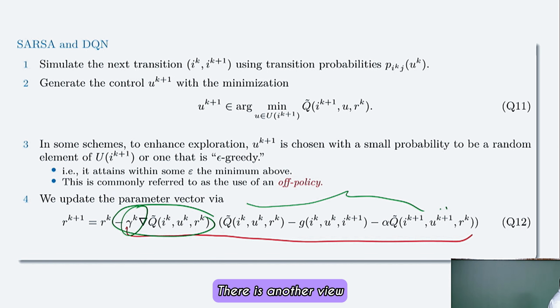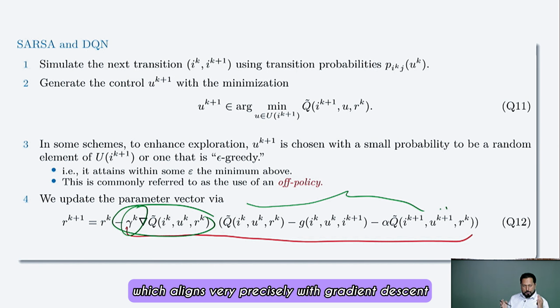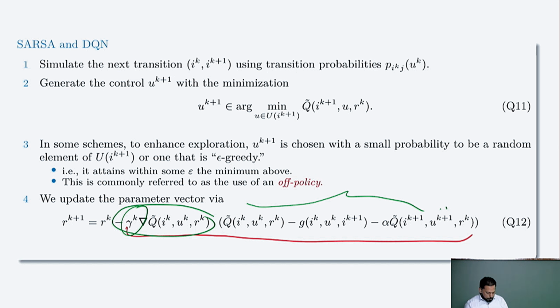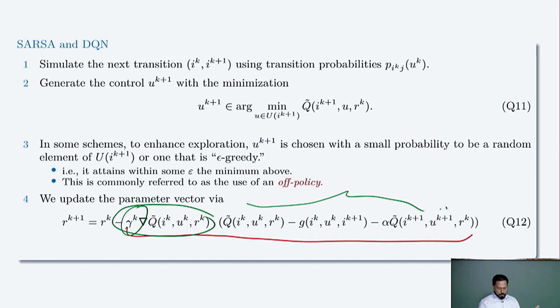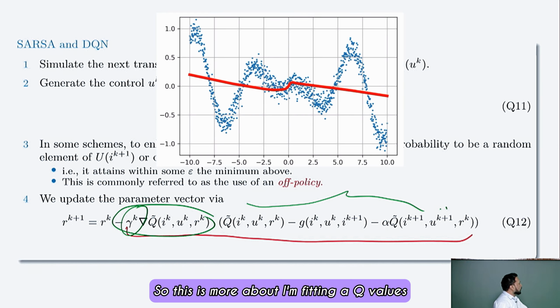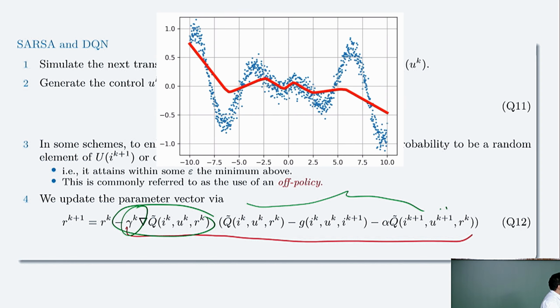There is another view which aligns very precisely with gradient descent. So this is one way you can do the update. It's essentially gradient descent to solve an optimization problem with respect to the variable r, we have this. So this is more about fitting Q values to some data.